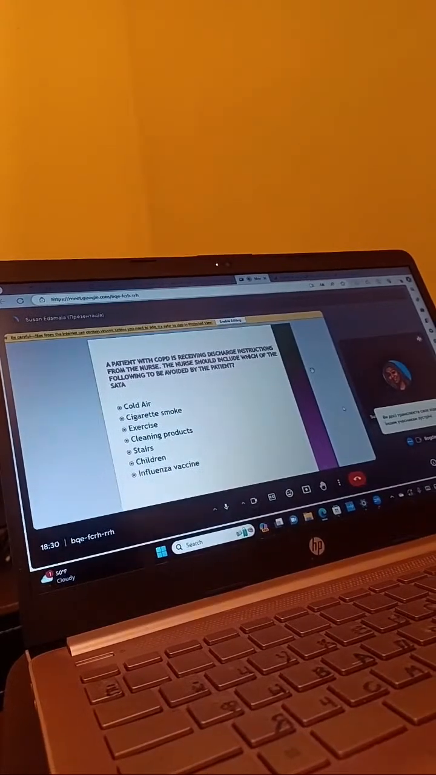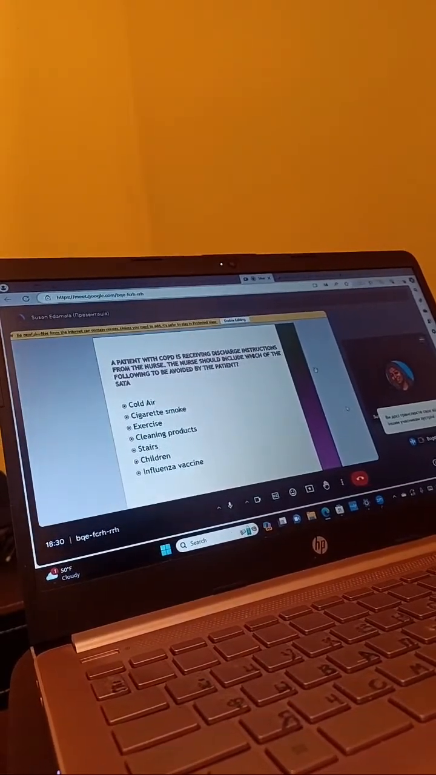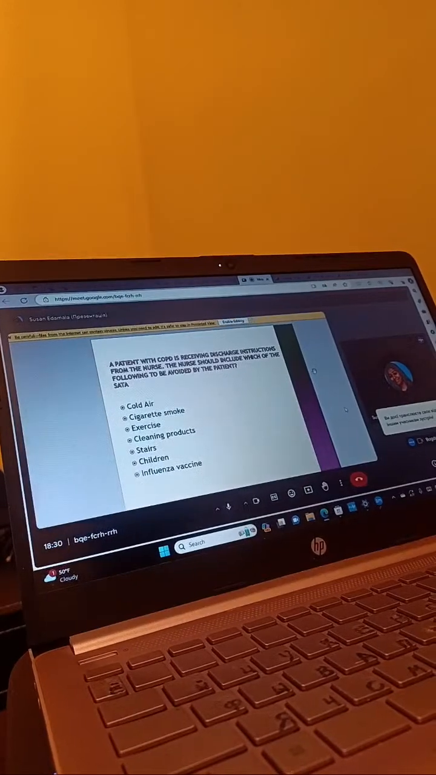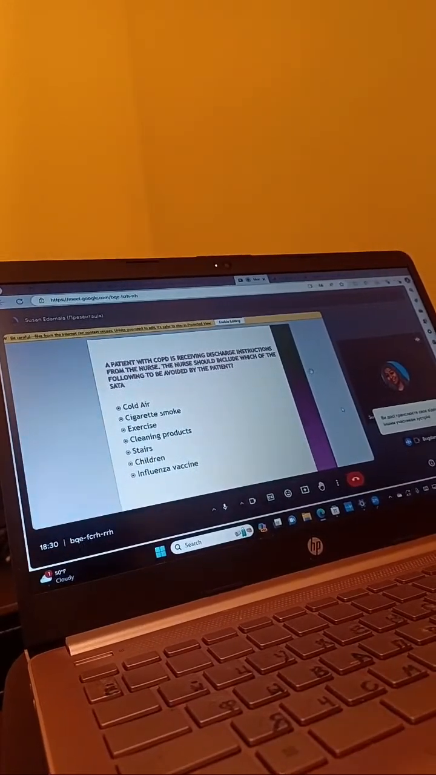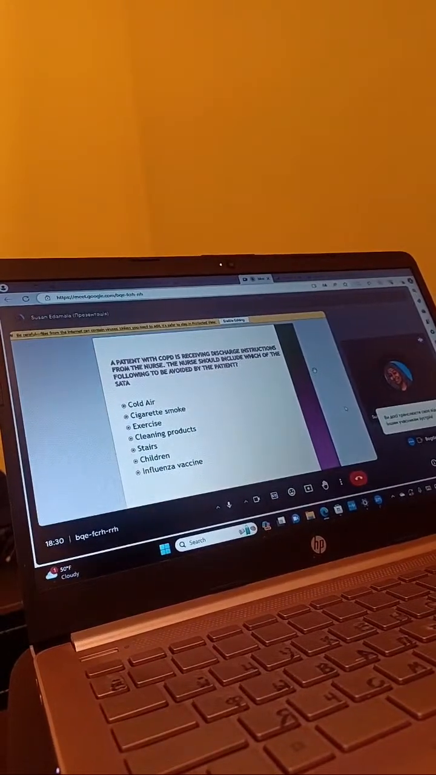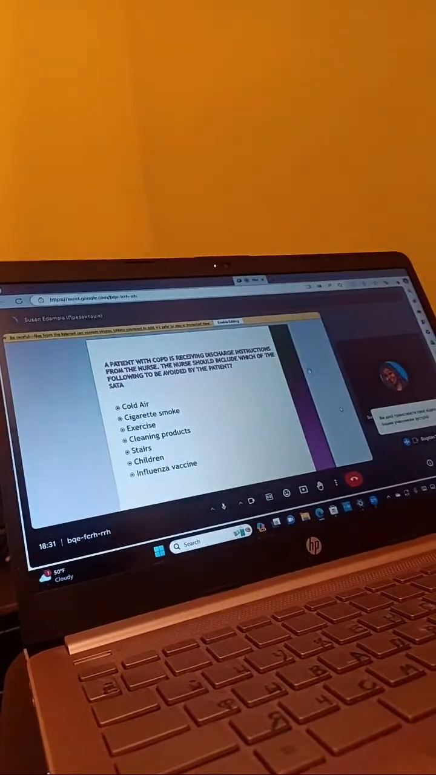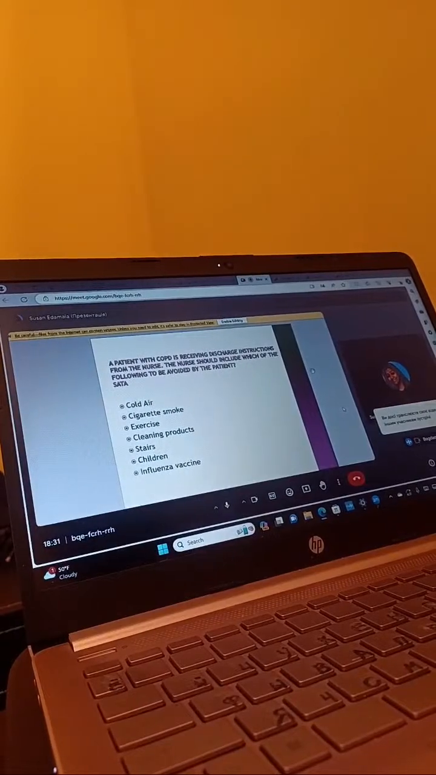Stairs. Stairs is good, positive, or bad? Doesn't matter, right? It is neutral. Children, neutral. Okay. Influenza vaccine is good or bad? Good. You have to take the vaccine. So, which are the ones that are bad in this? In your bad column, what all did you put? Cold air, cigarette smoke, cleaning products only. Okay. So now you read the question again.